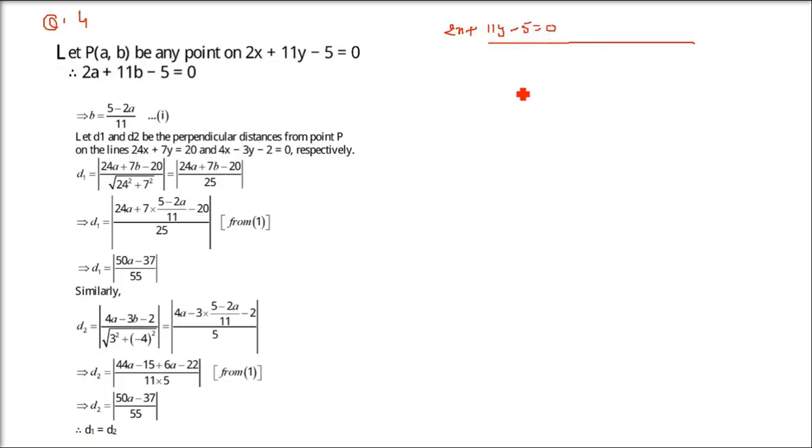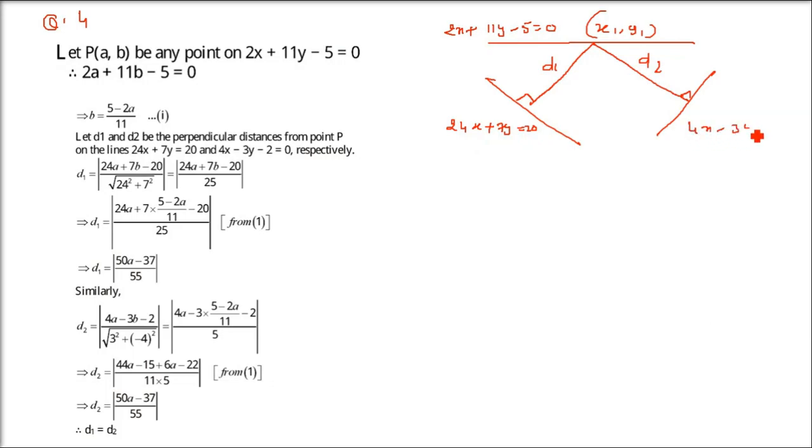And so we have two straight lines here. I don't know where these lines go, I'm just giving you an idea. So from that point, we have two perpendiculars, d1 and d2. So this is the perpendicular distance. So d1 and d2 are equal. This we have to show, right? So say the point is x1, y1. And now we are dropping a perpendicular. What is this line? This is 24x plus 7y equals 20. Minus 20 equals 0. You can write like that. Ultimately, we would like to have that form.